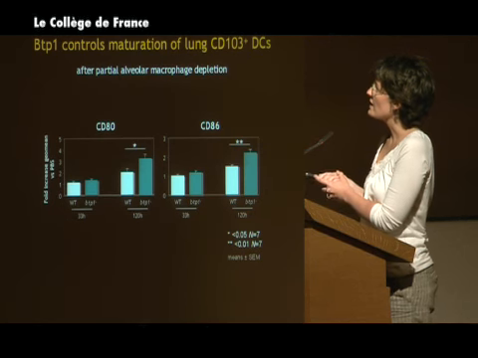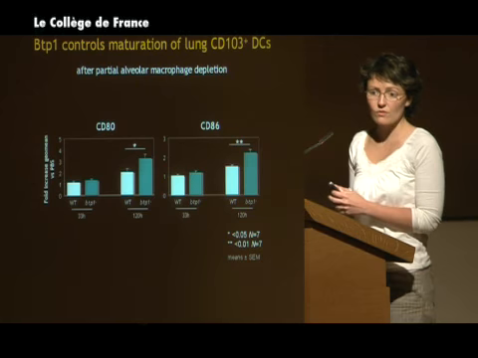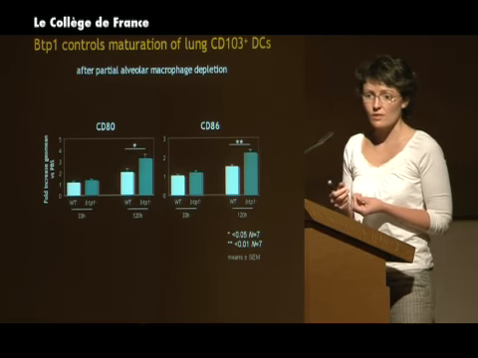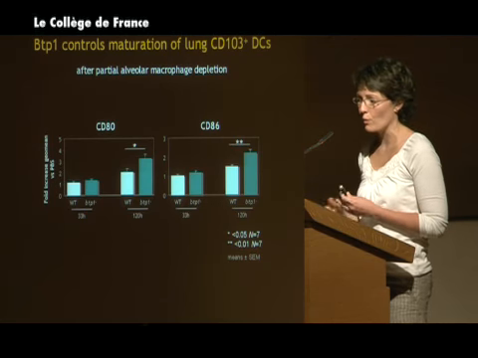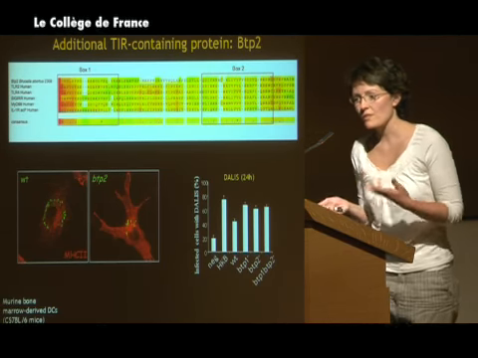And very interestingly, this was only observed in CD103 positive dendritic cells. There was no difference in CD11b. So this tells us that actually the different subsets of dendritic cells might be very important. So now we have to do a lot more work to characterize these subsets further. And the story is not as simple.